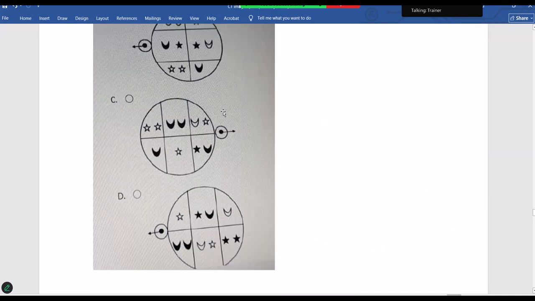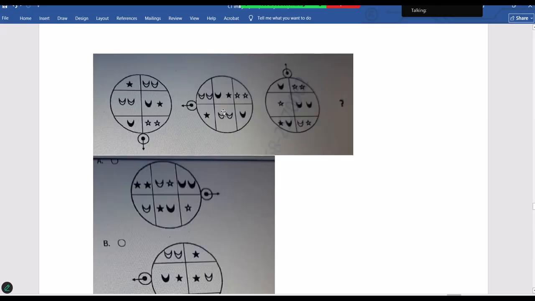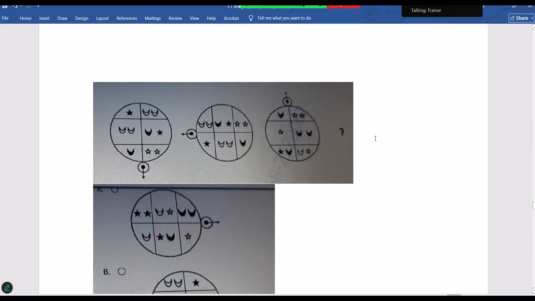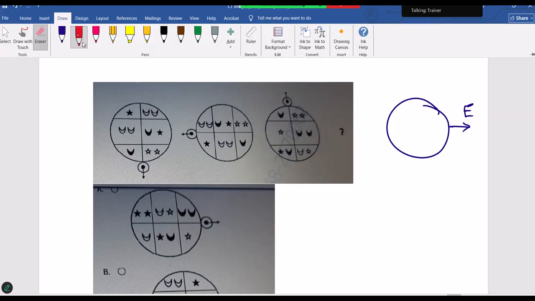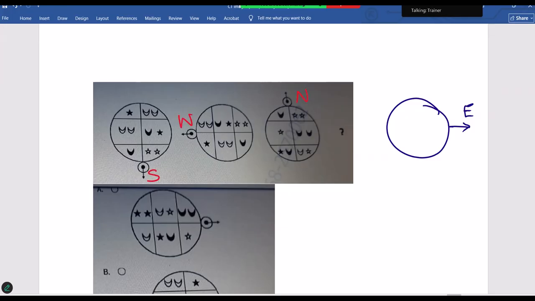See the next question. We have options also. First, analogy concept. The first two, somehow there is a link, or maybe it's a sequence. Yes, it's a sequence in fact. Here at the bottom left, the arrow is at south, west, north. Then that arrow should be in the east, right? You can observe that carefully. It's going clockwise: south, west, north. Now it should be at east.